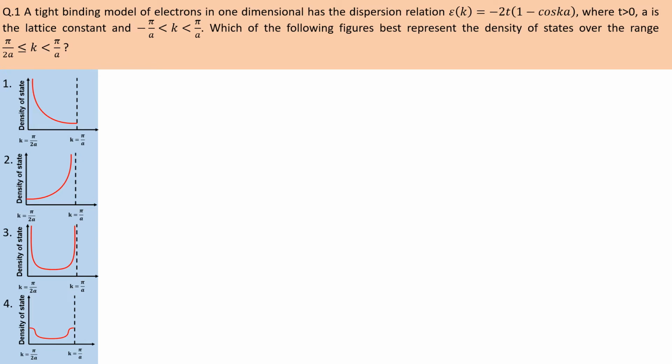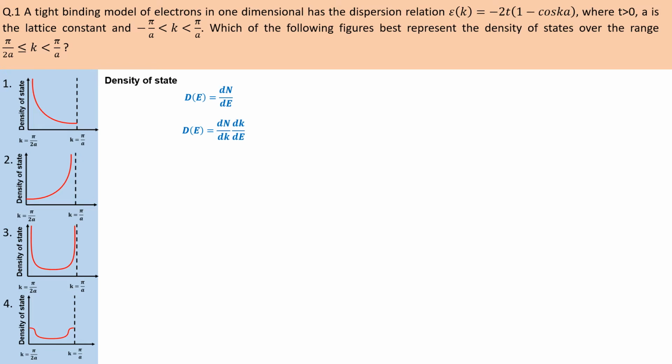This question is based on the tight binding approximation. For electrons, the dispersion relation is given in a 1D system. We want to identify the best graph of density of states for the given region. The density of states represents the number of particles per unit energy. If we rewrite this relation in terms of the wave vector k, then we get this relation of density of states.